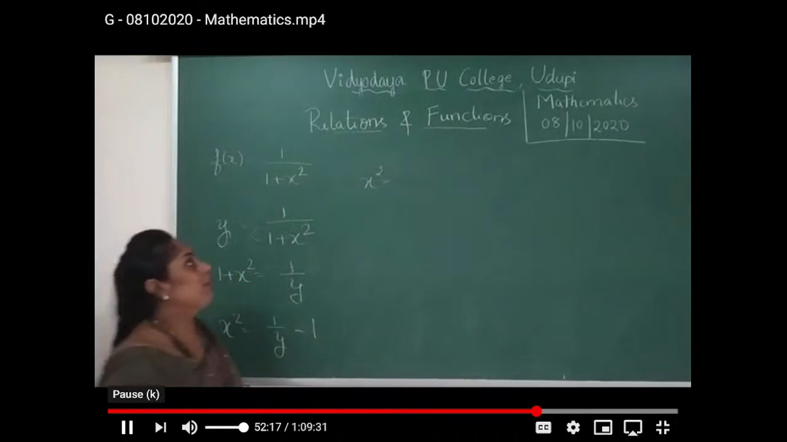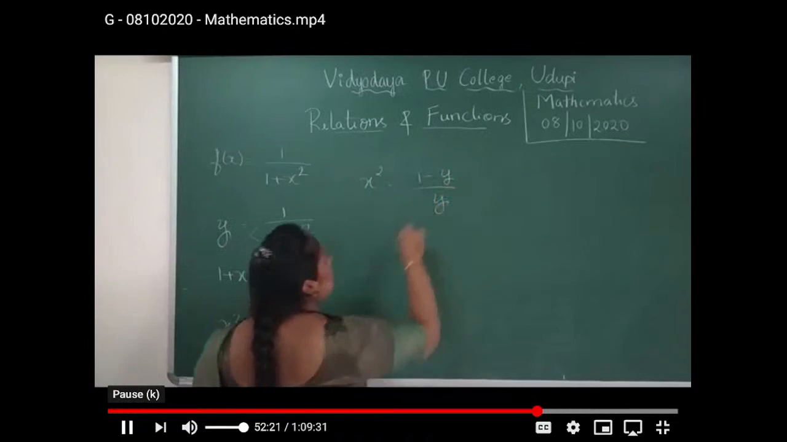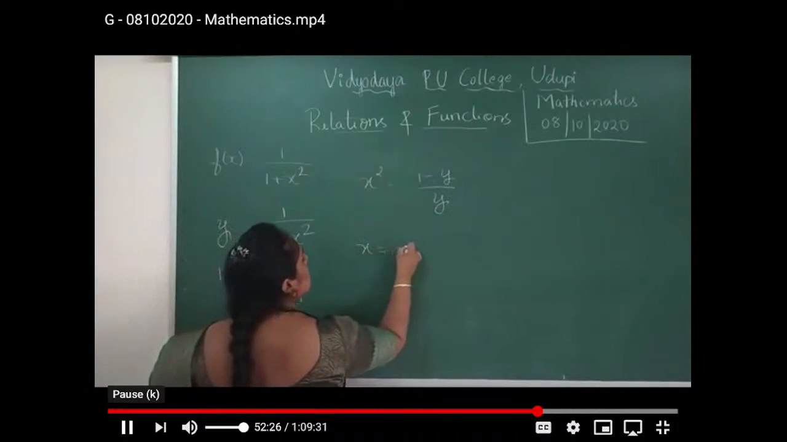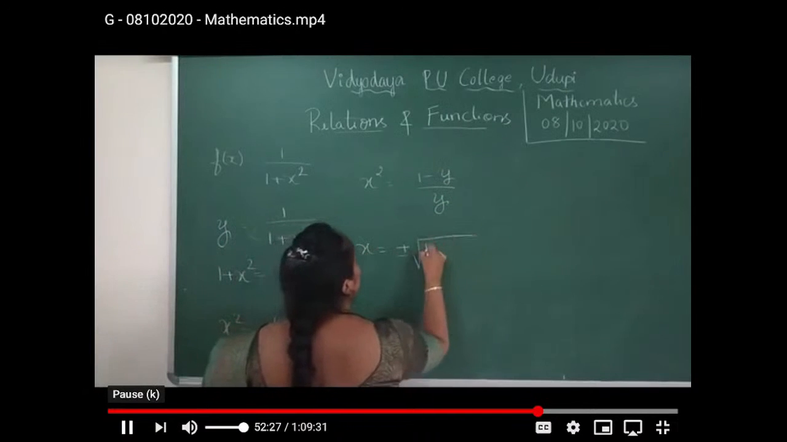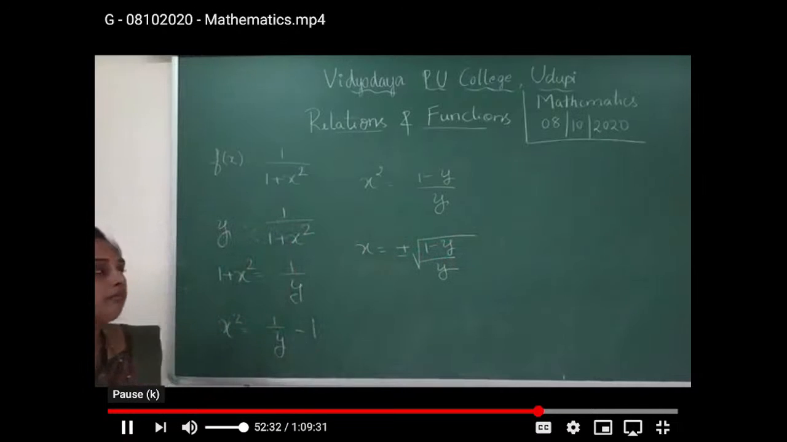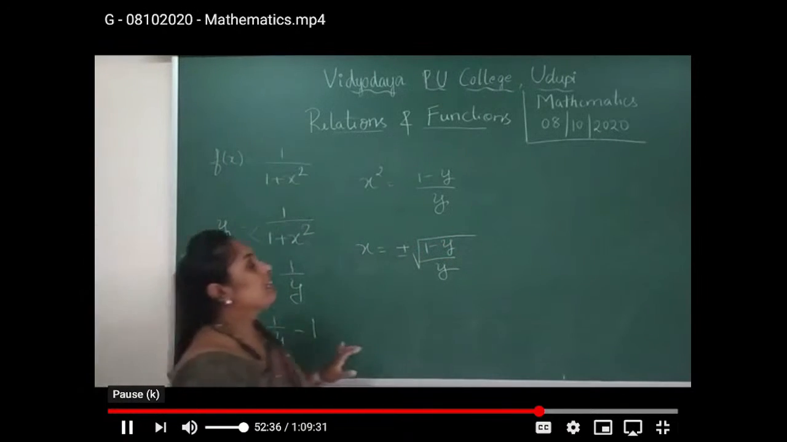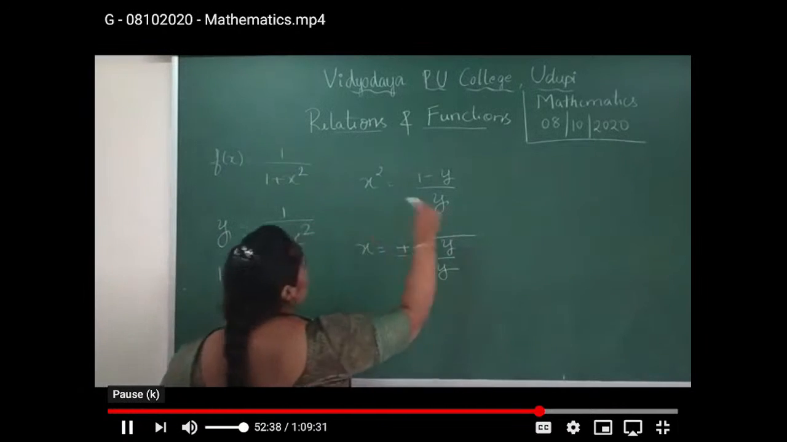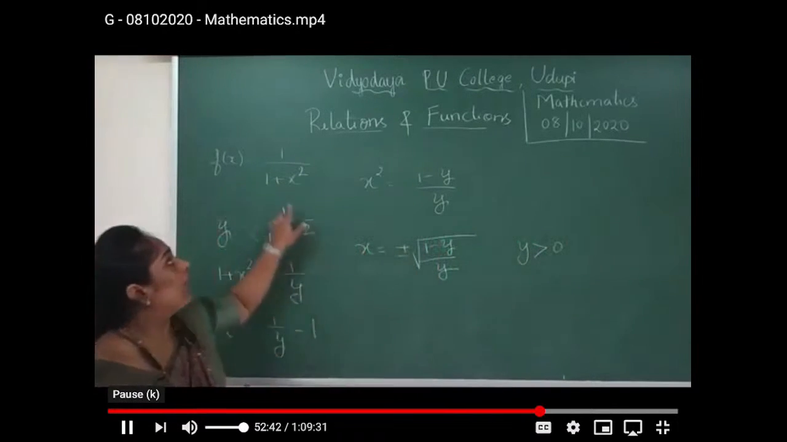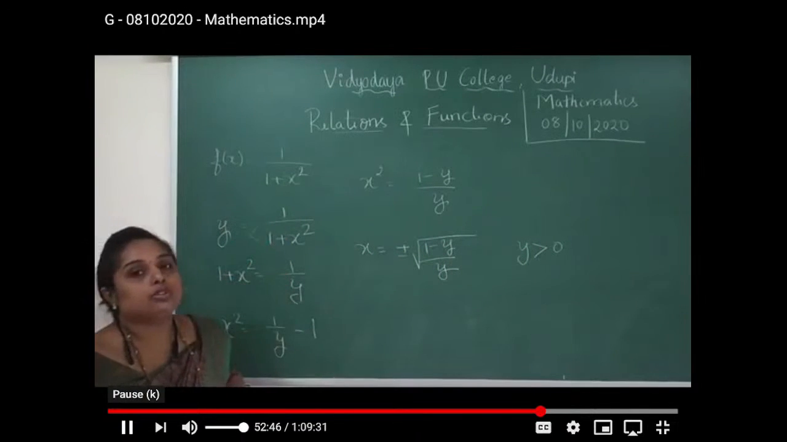1 minus y divided by y. 1 minus y whole divided by y. Now what is x? x is plus or minus root of (1 minus y) whole divided by y. Okay. And always remember y is greater than 0. y is always greater than 0. Not equal to 0 also.